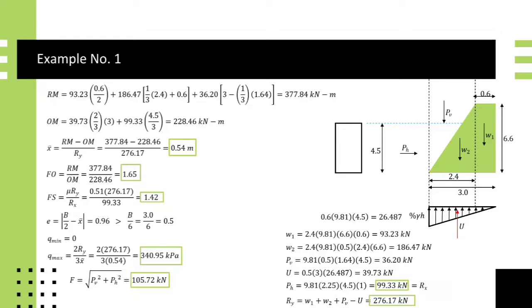And lastly, resultant force. Ang ating resultant force is, i-consider natin yung Rx and Ry. So, R is equal to square root of Rx squared plus Ry squared. And then, kapag na-solve nyo na yan, makakakuha kayo ng sagot na 293.49 kilonewton. So, ganun lang ang ikot ng pag-solve ng dam. Yan yung ating final answer.